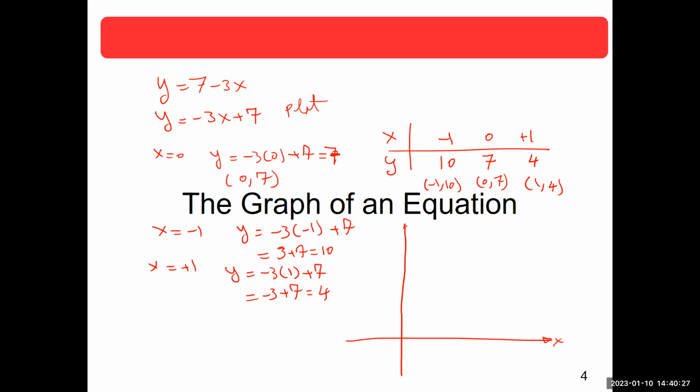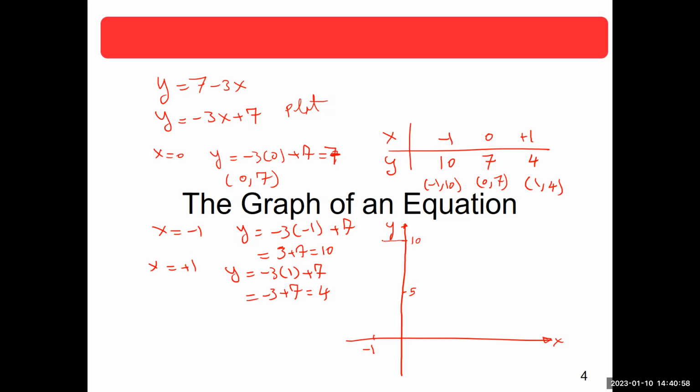X and Y. First point is -1, 10. So you're going to go backward by -1, and we have to go up by 10. Let's assume that 10 is here, and this halfway is 5. So you can scale it any way you want it to.